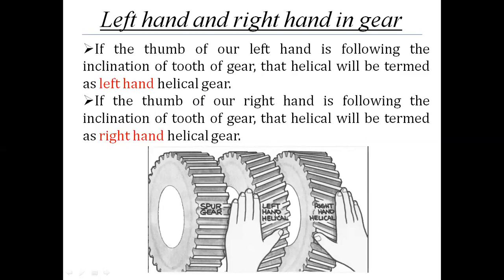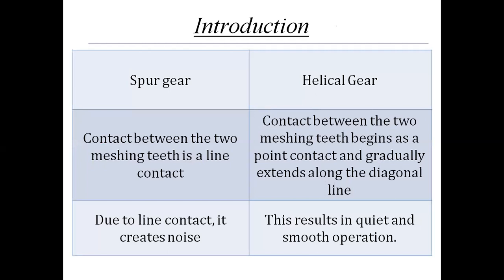Okay, is that clear? The left-handed pinion will mesh with a right-handed gear, and a right-handed pinion will mesh with left-handed gear. That is the condition for meshing. Now, if spur gear are available in the market, what is the need to design or manufacture the helical gear? What is the specialty of helical gear?